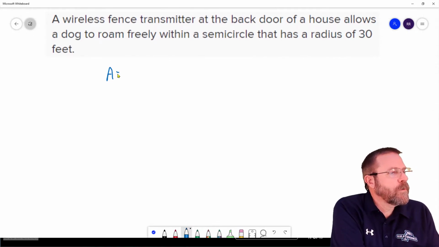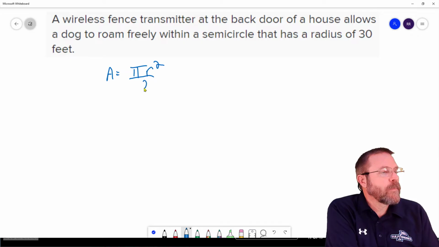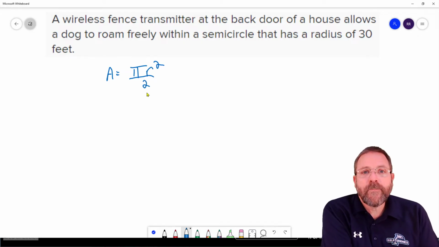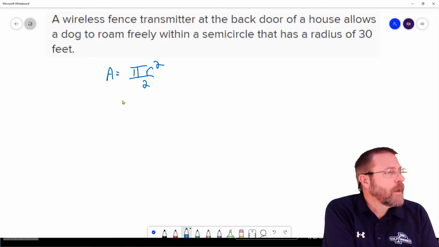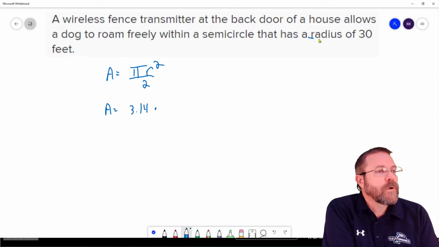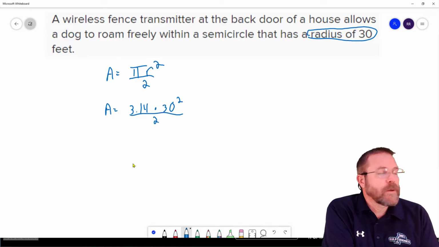I'm going to start by writing my formula, a little different from theirs. Area is equal to pi times radius squared, that's a circle formula, divided by 2. They're doing 1/2 pi times radius squared. Either way, it's the same exact thing. Next, area is equal to pi, which is 3.14, times the radius, which is going to be 30. They tell us right there. And we're going to square the 30, all divided by 2.